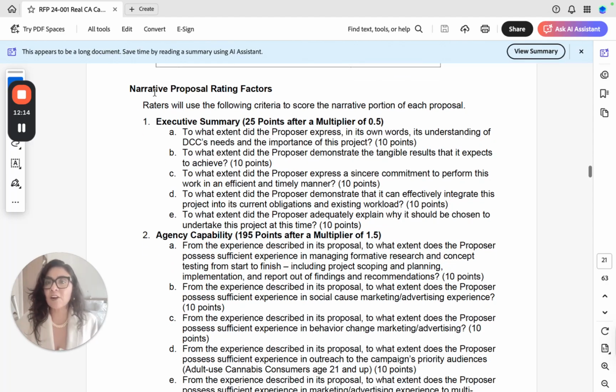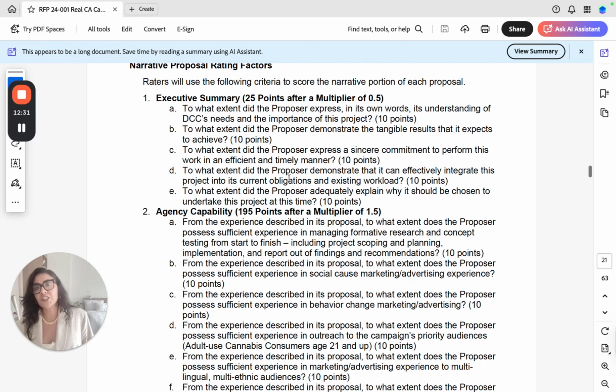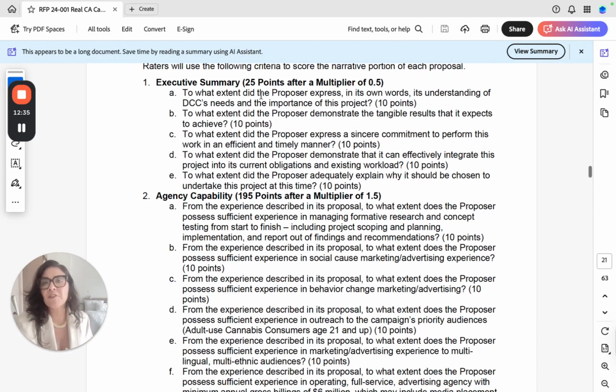They're calling it narrative proposal rating factors, and it says raters will use the following criteria to score your narrative portion of the proposal. It'll always have a different header, it'll always be titled differently, but you're looking for the questions that you need to answer. Here it is, and they give you the points.